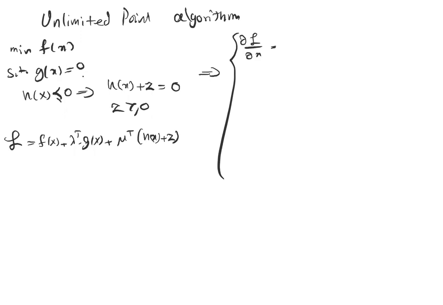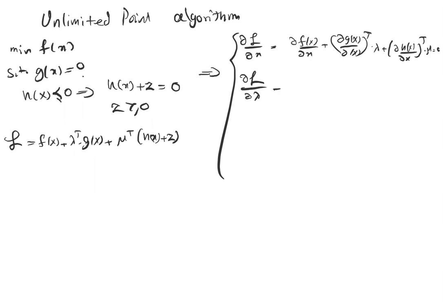the derivative with respect to x, which is equal to 0. The derivative of the Lagrange function with respect to lambda, which is the equality constraint, equals 0. The derivative with respect to mu, which is h of x plus z, equals 0. And we know that also h of x should be less than or equal to 0, because we don't have the barrier term here. We only have the original objective function.